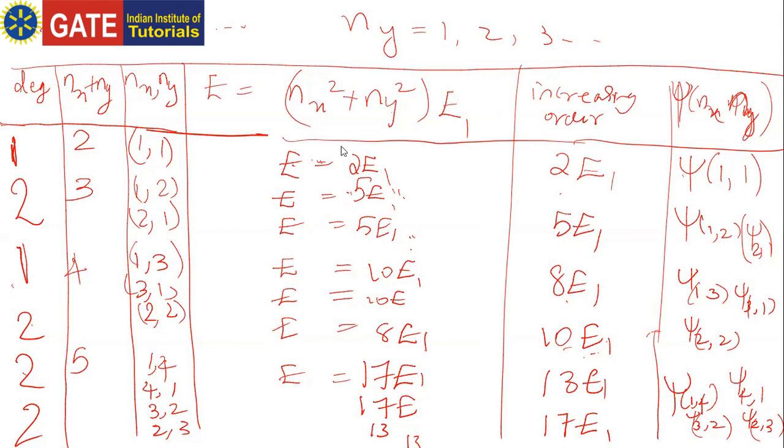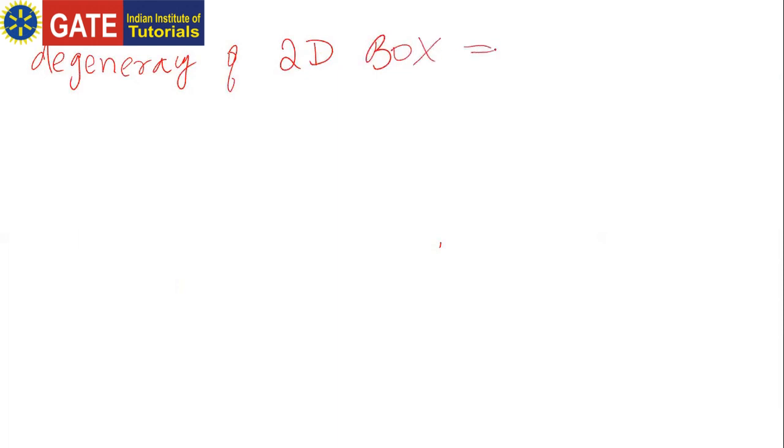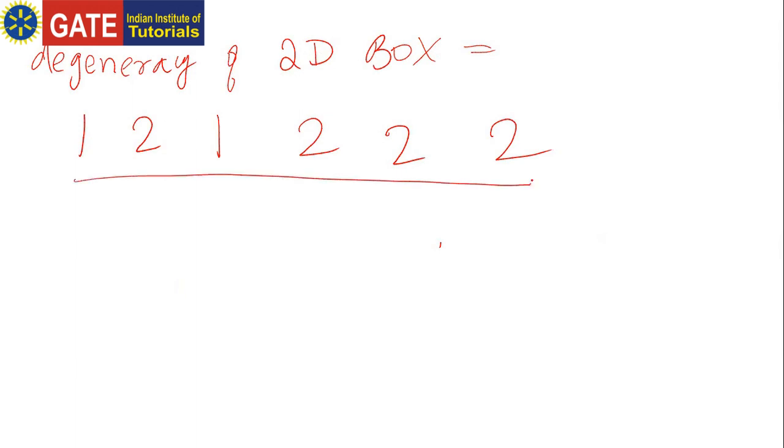Okay, then you can write the degeneracy of the 2D box: 1, 2, 1, 2, 2, 2. If you want for higher orders, you can find them, but there is no need. At least remember these values. This is the degeneracy of the 2D box. You will get a one-word question. 1, 2, 1, 2, 2, 2.